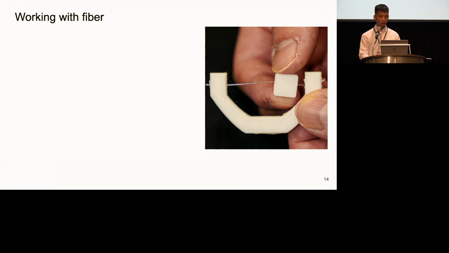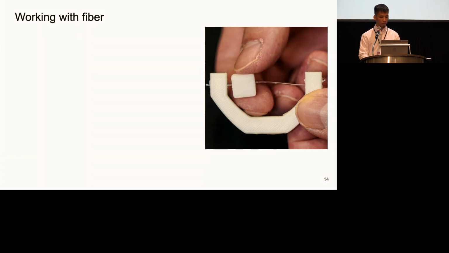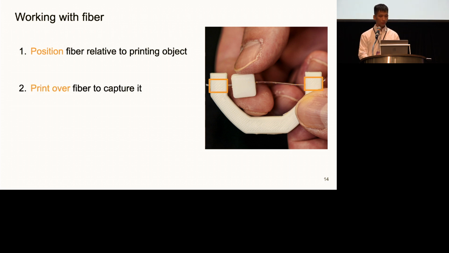Here's an example. We want to make an object with a bead that can slide, like this. To print this, first we have to place the fiber across the object in the right place at the right time during the printing process. And then we have to print on top of the fiber to capture it so it can't move. But we also want to let the bead slide, so we have to avoid printing over the fiber here. And how do we accomplish these basic operations?